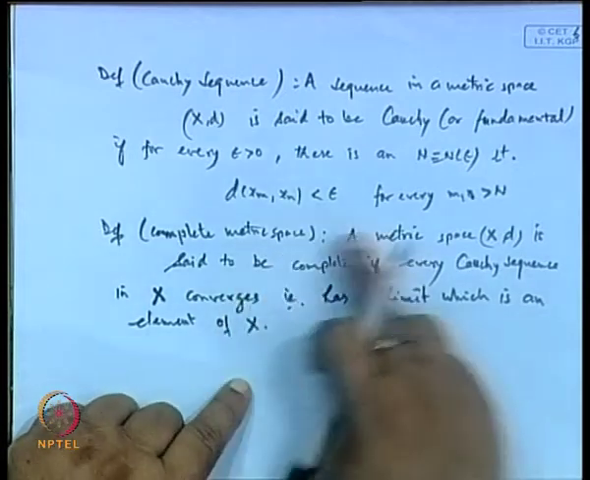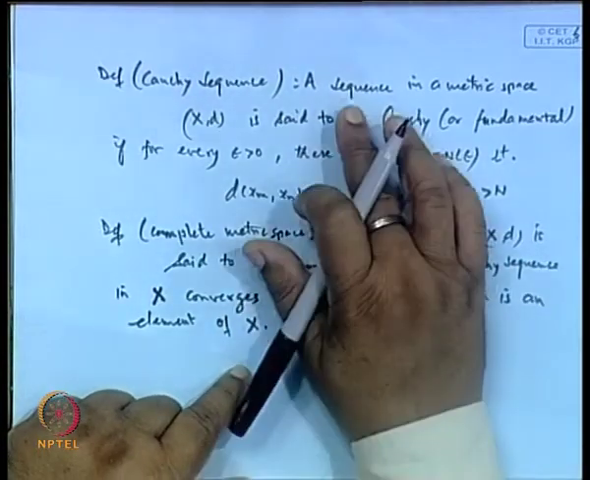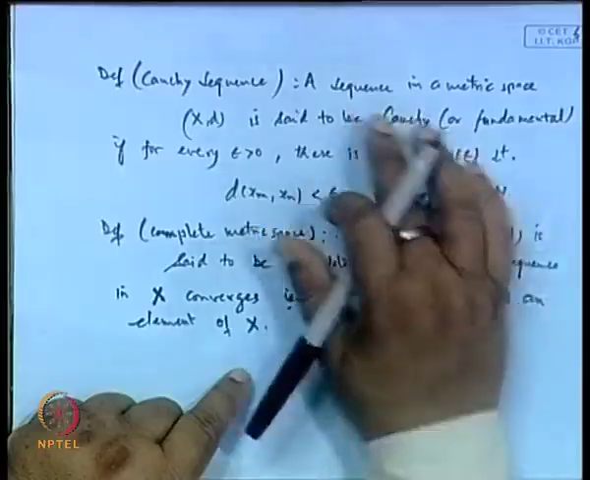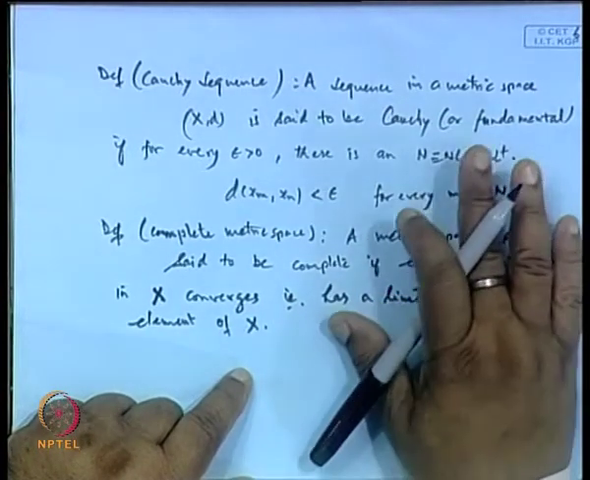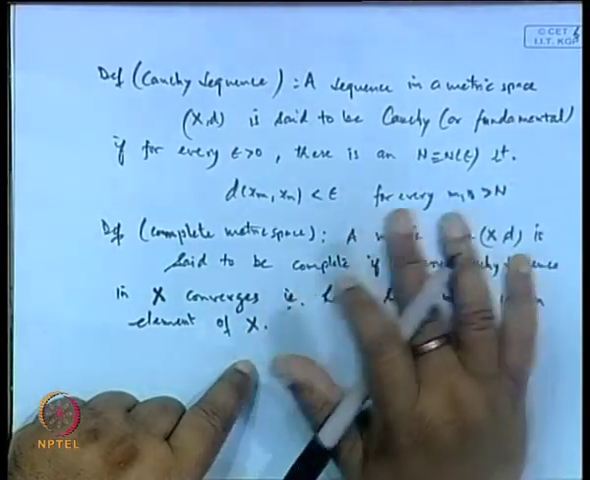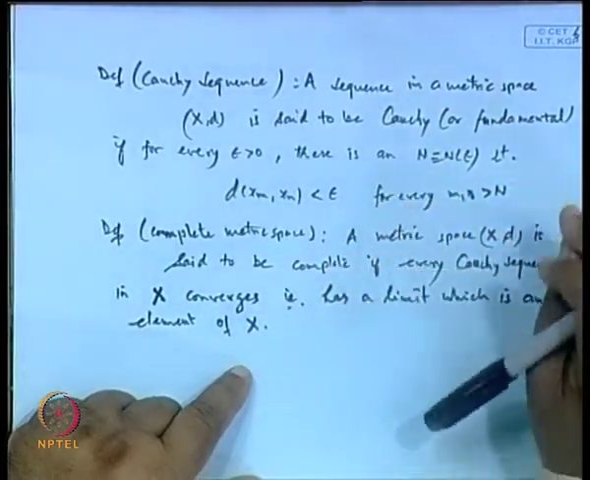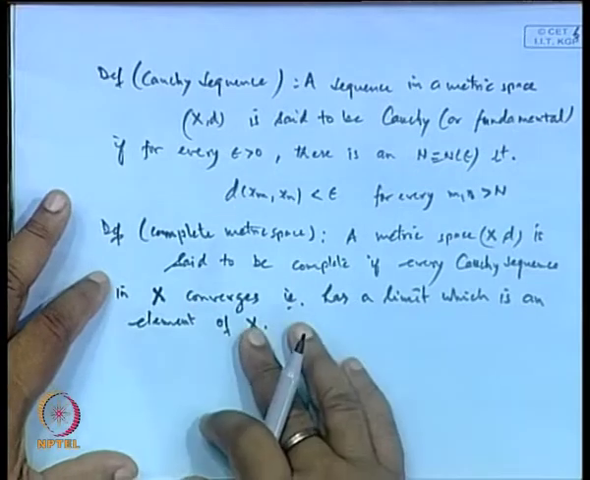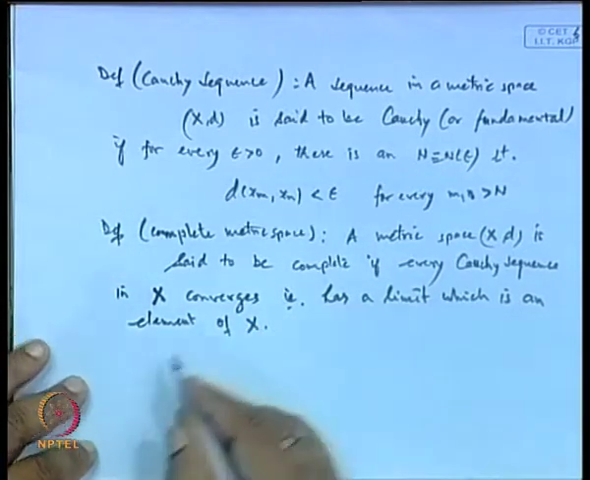So, obviously, with this definition one can say the set of real numbers or the set of complex numbers under the usual metric is a complete metric space, because the Cauchy convergence criterion says that if a sequence of real or complex numbers is Cauchy, it must be convergent, and vice versa. But in a general metric space, whether it is true or not, let us see.